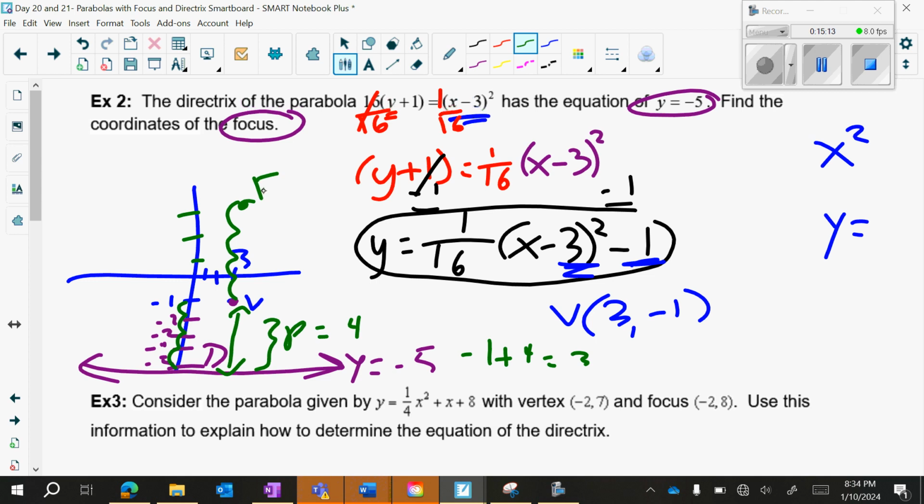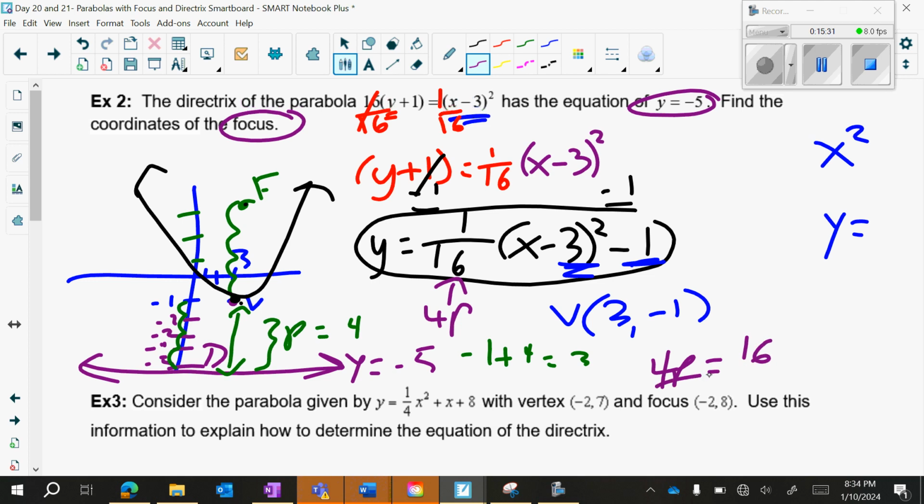Okay, so it's F. And this thing is going to open upward, because it's positive. Remember, the focus is always inside the parabola. Now, the other thing you could have done is look at the 16, and remember that's 4p. So if 4p equals 16, divide by 4, that means p equals 4, right? I told you p equals 4 because I actually counted it out, but you could have just done it that way. So anyway, what is our final answer?